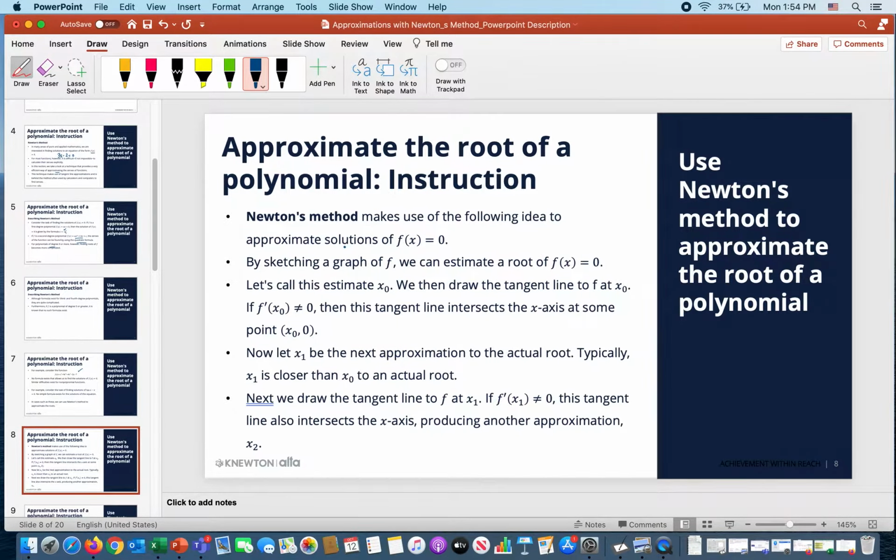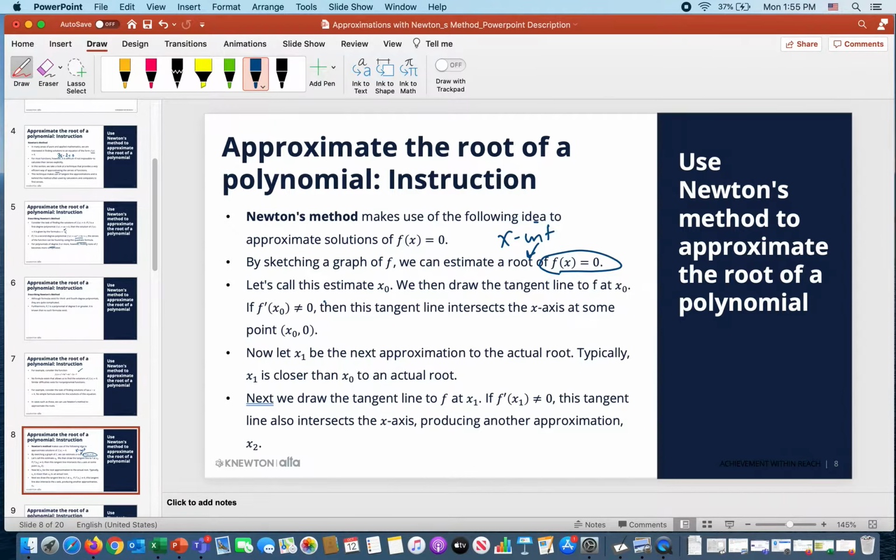Newton's method makes use of the idea of approximating solutions. We sketch the graph and we can estimate what the root is. A root is just a fancy way of saying an x-intercept. So you may say root, and I want you to think x-intercept.